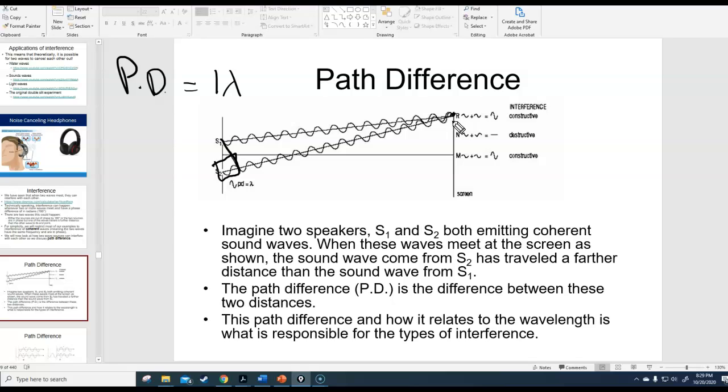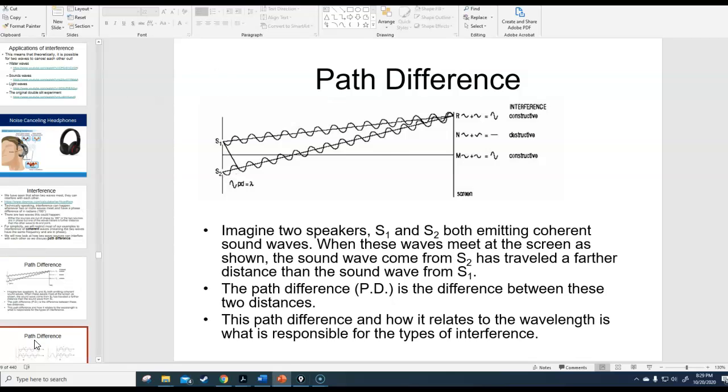Okay, so in other words, I'm telling you that there's a relationship between the path difference being one wavelength and there being constructive interference at point R. And that's what we're about to see in more detail. Okay, the path difference and how it relates to the wavelength is ultimately what's responsible for types of interference, assuming that the two wave sources are in sync and they're not out of phase. Okay, so pause it here and understand exactly what path difference is. It is the difference between two distances, the distance that a wave coming from one source travels versus the wave coming from another source. Okay, that's why path difference is measured in units of length.